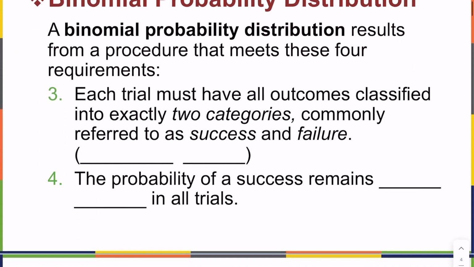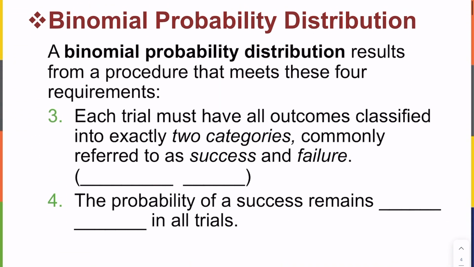Okay, let's go on to the next 2. Each trial must have all outcomes classified into exactly 2 categories called success or failure, and that's just what they're commonly referred to as. Success isn't necessarily a good thing or not, it's just the thing you're interested in. So that's the success. This is referred to as a Bernoulli trial. A Bernoulli trial is an experiment where there's only 2 outcomes.